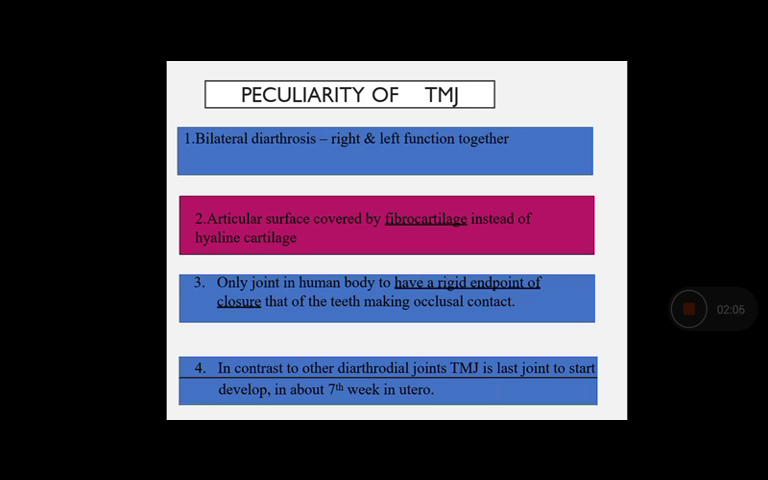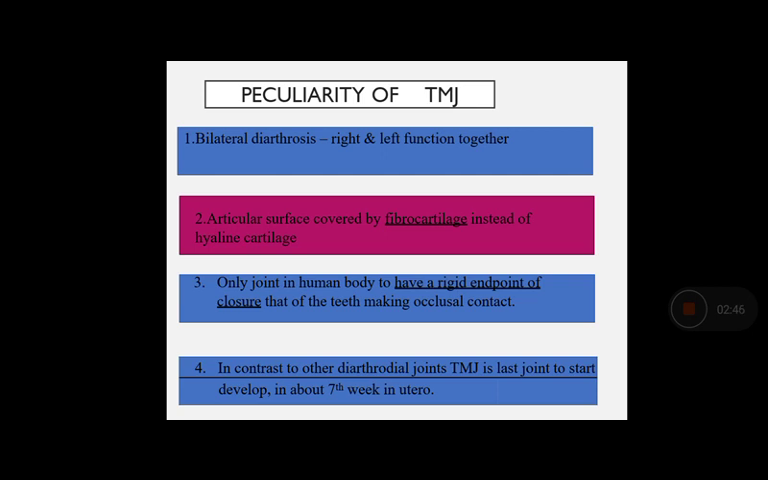So, what does this mean? Any other joint, you can actually move it, it does not have a closure of the joint taking place, right? So the elbow joint, you don't have a point where the bones hit and close and further movement is restricted. Such a thing is not there. But for the TMJ, you have a rigid end point closure. That is basically because of the presence of the teeth. So once the maxillary and the mandibular teeth come in occlusion, that acts as an end point closure for the joint.